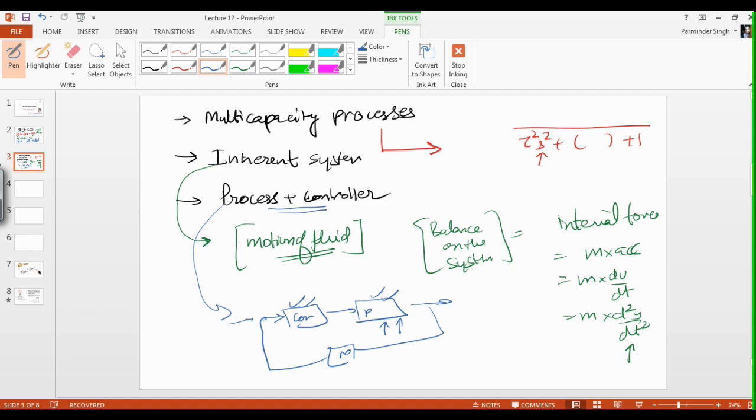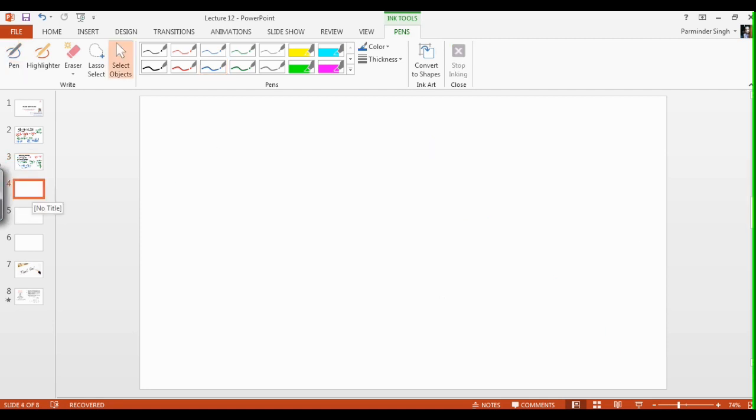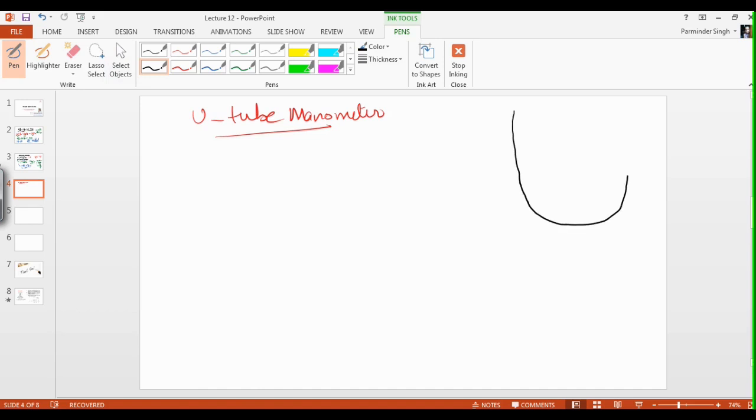Over here we're going to discuss some inherent systems whose default nature is of second order. The first example which we're going to discuss is your U-tube manometer. Now suppose we have a U-tube manometer. The U-tube manometer, we all know, is used to measure the pressure difference at two different points.